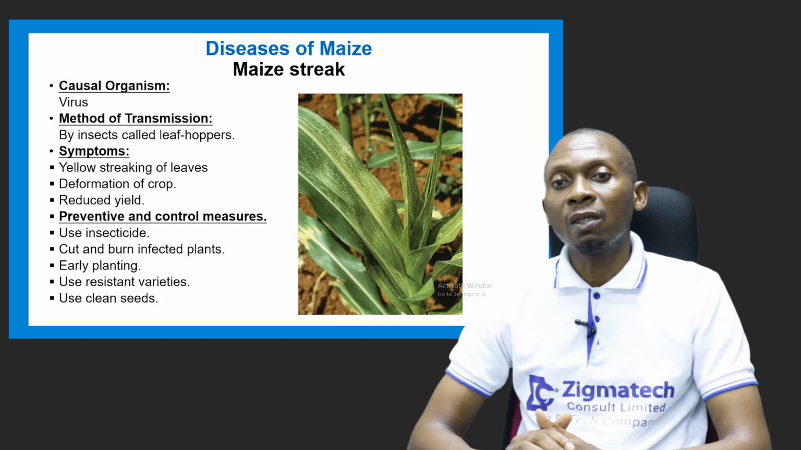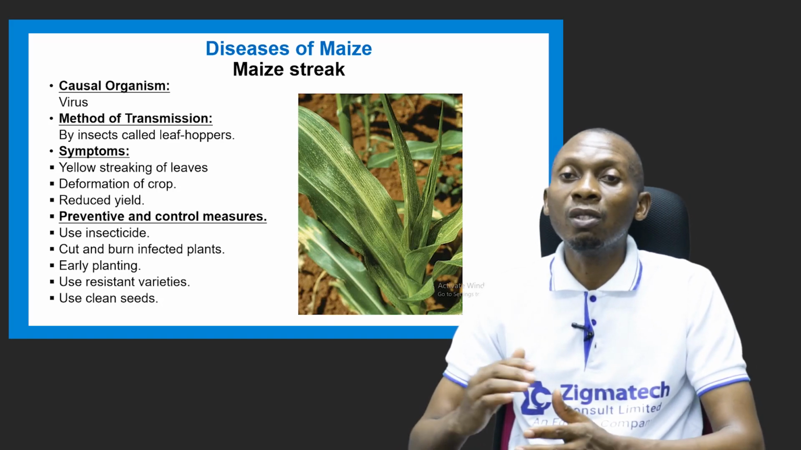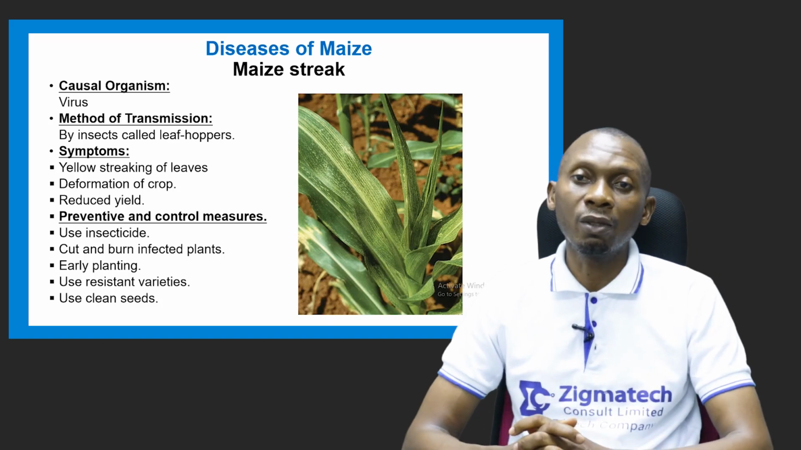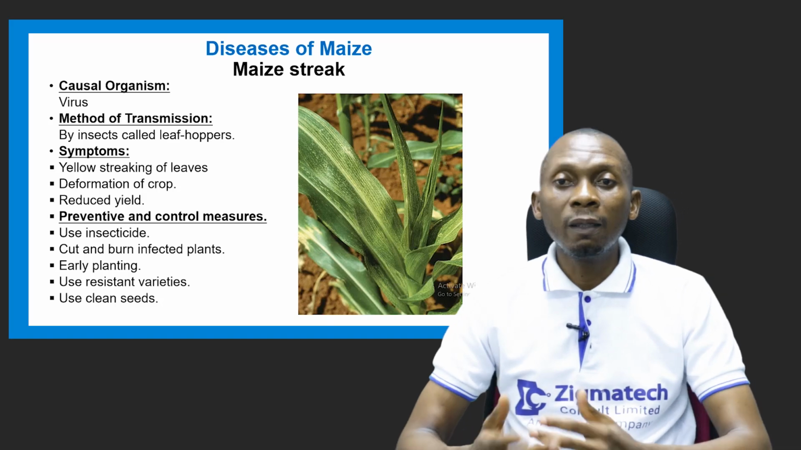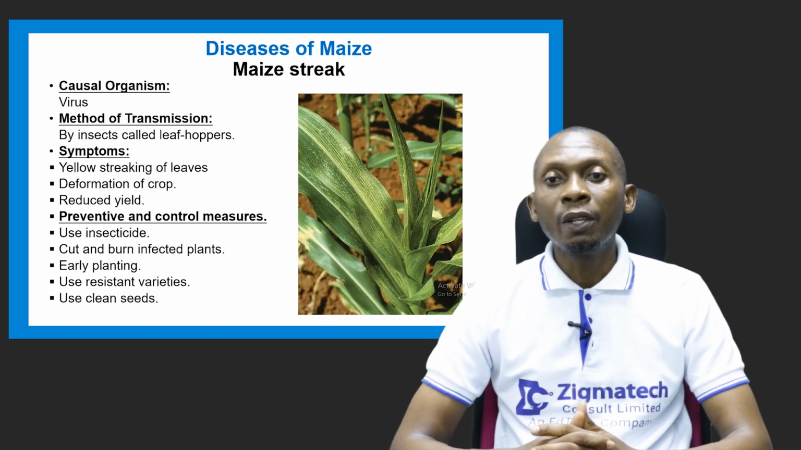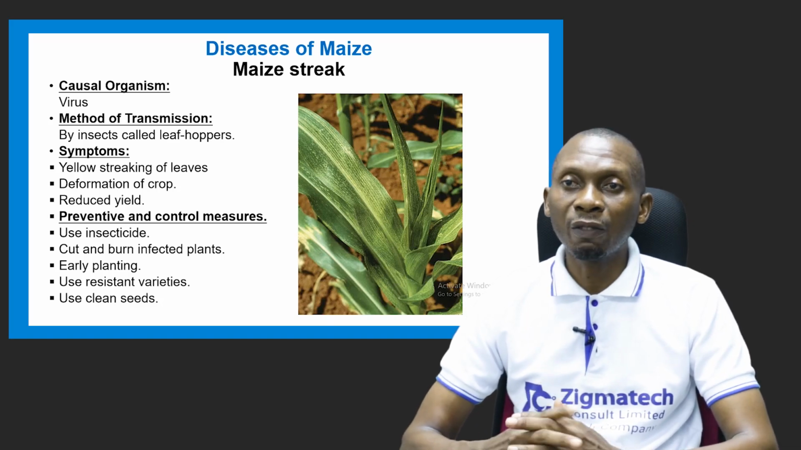And how is it prevented and controlled? You can use insecticides, because remember, it's transmitted through insects, so you need to get rid of the insect vectors. And another way is to cut and burn the infected plants. Early planting will also go a long way to help. You can also use resistant varieties as well as clean seeds that are disease-free.